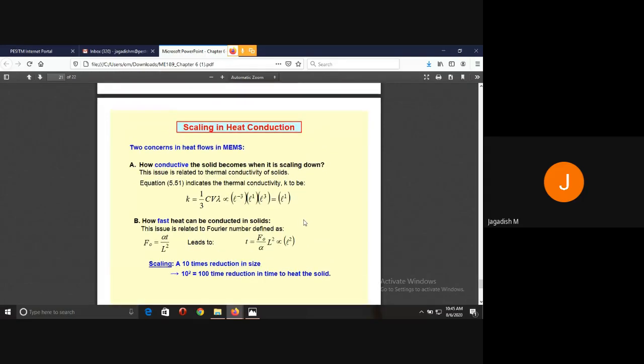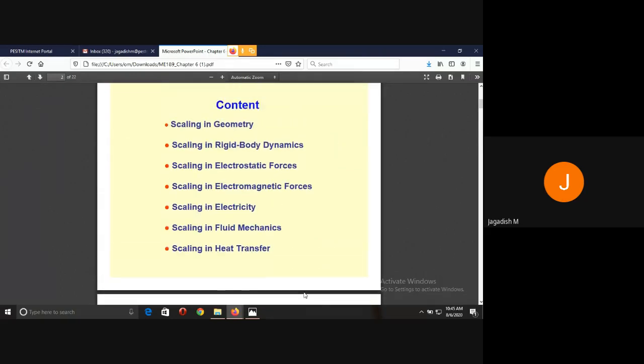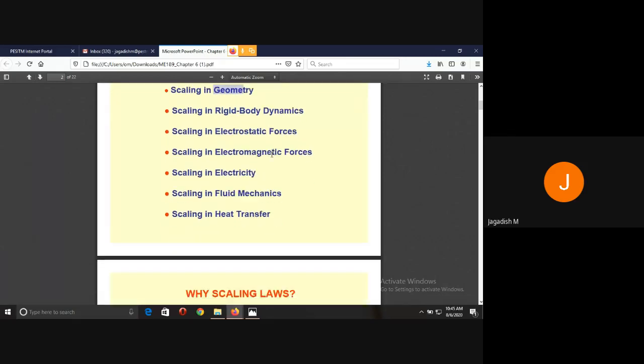Okay, so this is what we discussed in scaling laws. So this is the overview of the chapter. All the questions are important. Scaling in geometry, scaling in rigid body dynamics, scaling in electrostatic forces, electromagnetic forces, electricity, fluid mechanics, and heat transfer. So you'll have some of the important questions here.